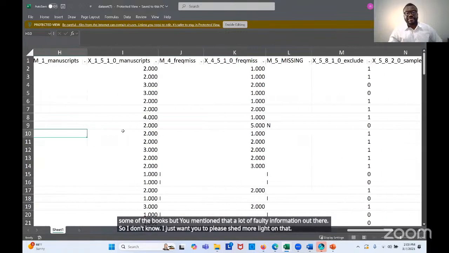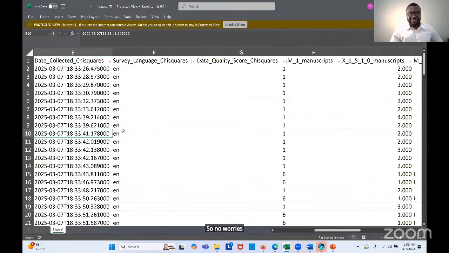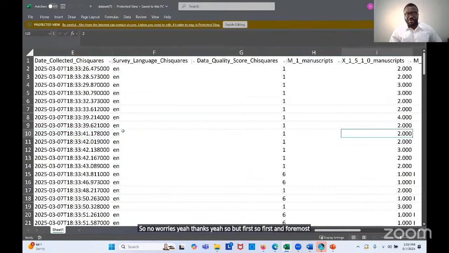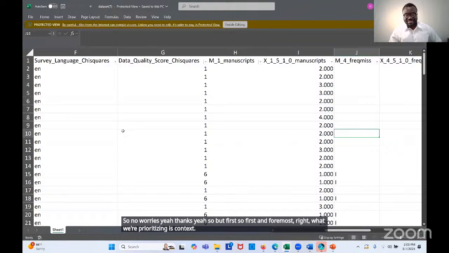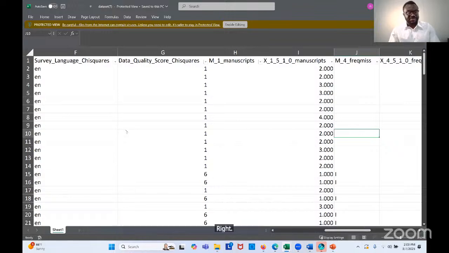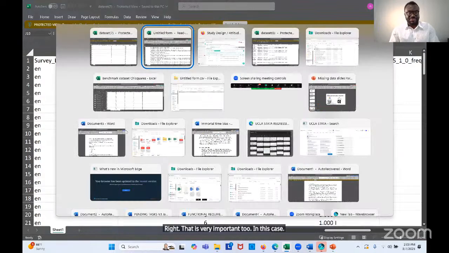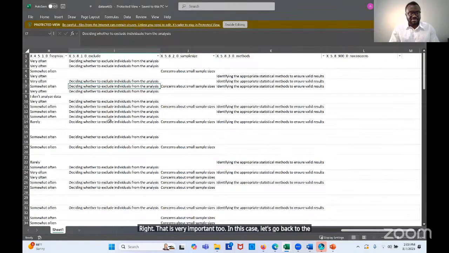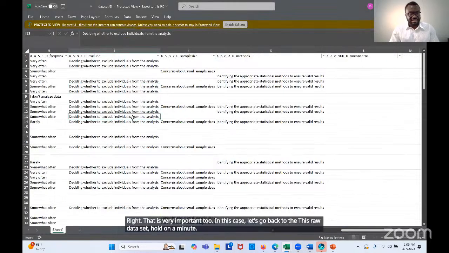Thank you, Anova. No worries. Yeah, thanks. So first and foremost, what we're prioritizing is context. That is very important. So in this case, let's go back to this raw data set. Hold on a minute.